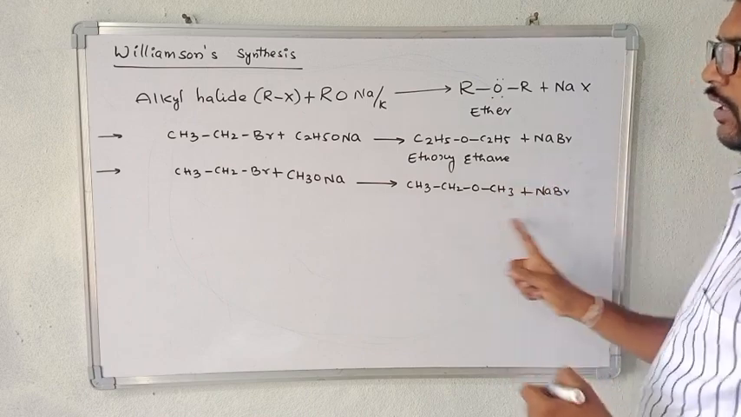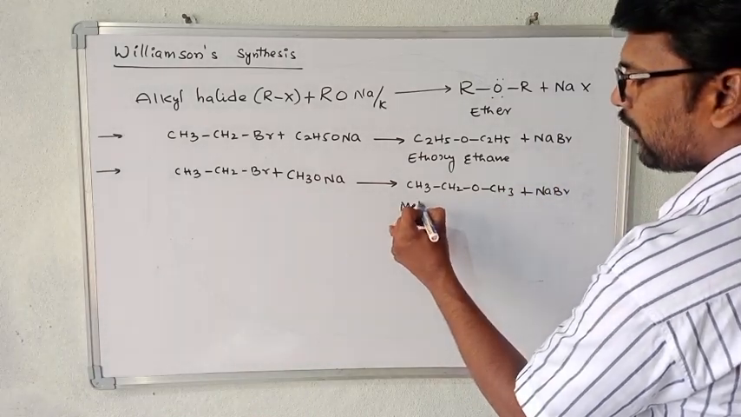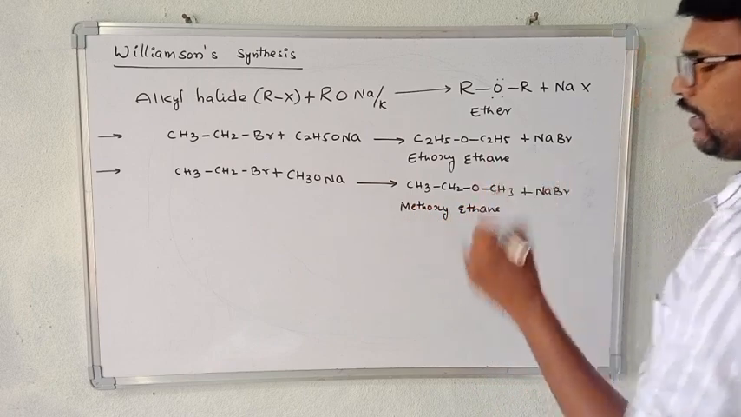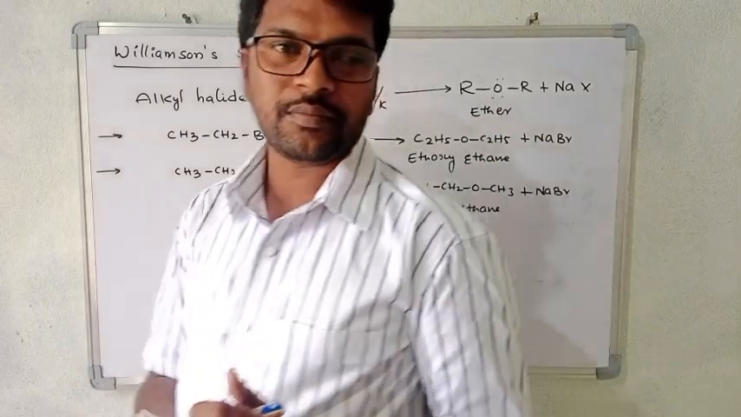Right, now we see it is methoxyethane. Based on alphabetical order, we take the smallest group and write oxy. So methoxyethane is also an ether. So this is Williamson synthesis.